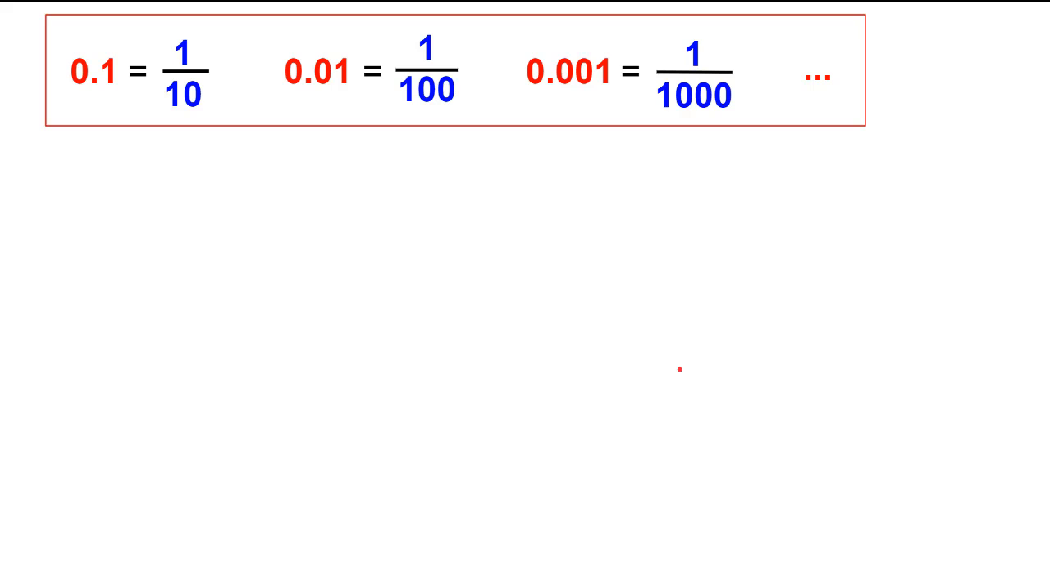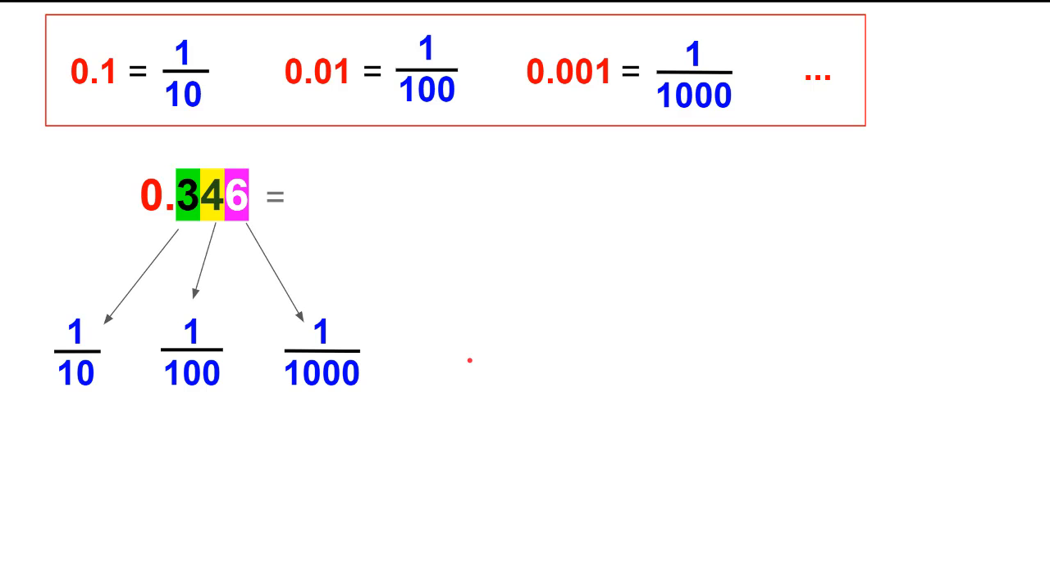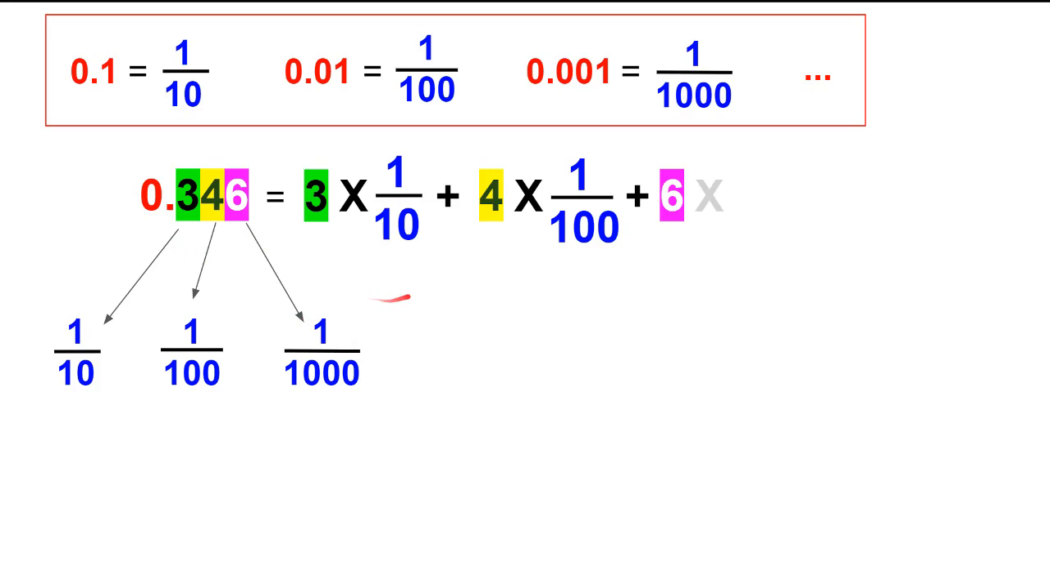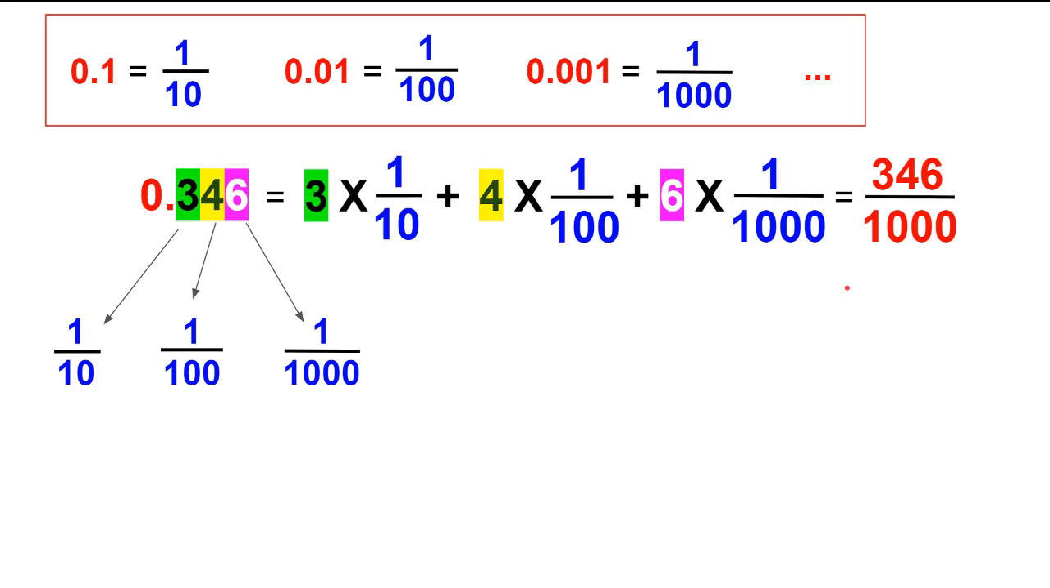And another example, this time with 3 digits. So it's 3 times 1 over 10, and 4 times 1 over 100, and 6 times 1 over 1,000. Or we can also say 346 over 1,000 immediately. This is what we'll get. And again, this is not the simplified version of it.